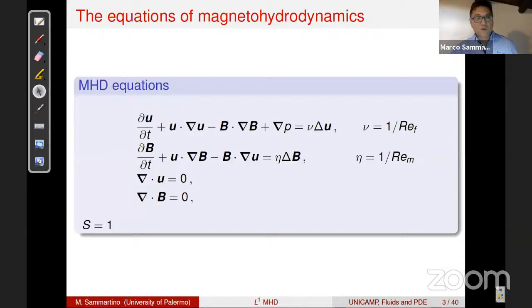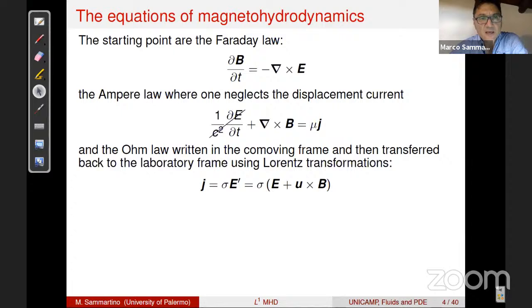So these are the MHD equations. Usually when somebody in the community writes the MHD equations, these are the equations he or she refers to. And let me just see how you derive these equations.